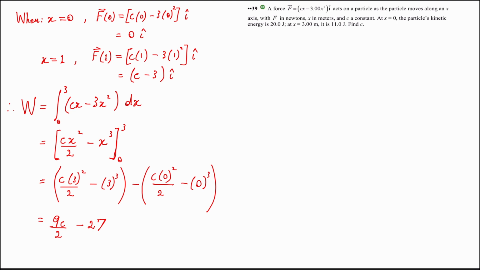Now that we have established that our force is not constant, how do you calculate work done by a non-constant force? Well, the way you do that is by performing the integral. And if you were to perform the integral, you will obtain something like this. And when we substitute the values, we would find that the work done by a varying force in this context is going to be given by 9c over 2 minus 27. And these findings should be in joules.